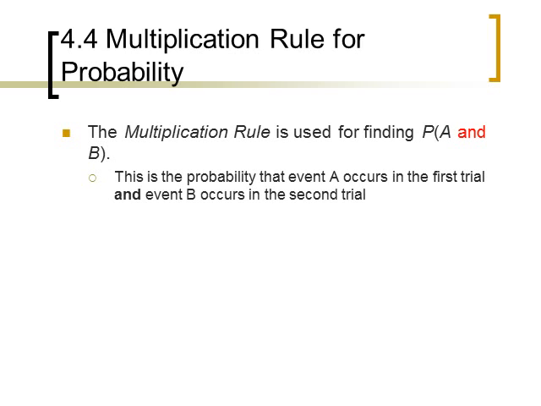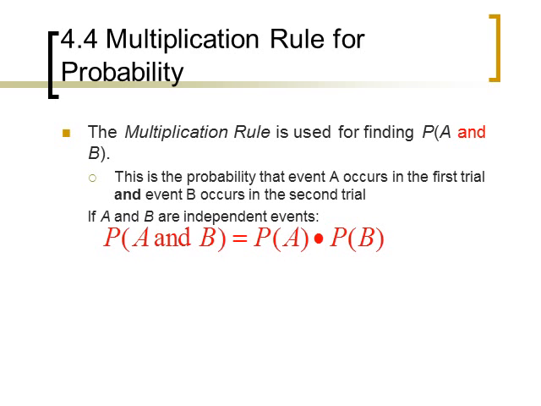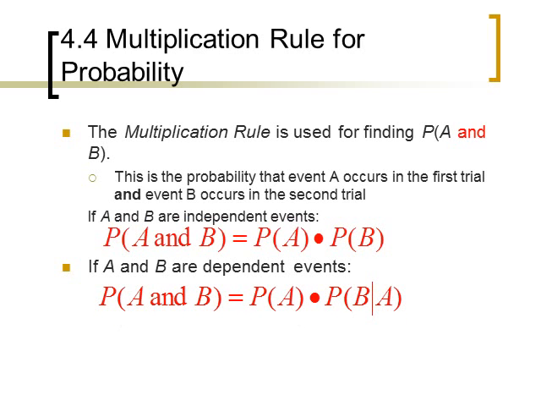The multiplication rule is used for finding P of A and B, or the probability that A and B occurs. This is the probability that event A occurs in the first trial and event B occurs in the second trial. Now if A and B are independent events, meaning that B is not affected by the outcome of A, then the probability of A and B is equal to the probability of A multiplied by the probability of B. If A and B are dependent, then the probability that A and B occurs, we still multiply, but we multiply by the probability of B given A has already occurred.